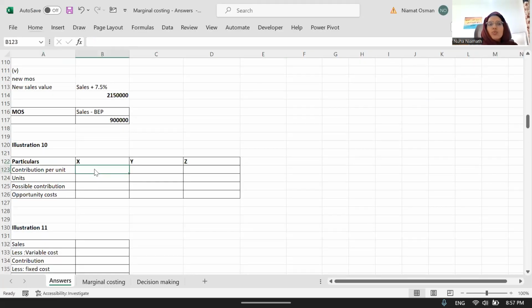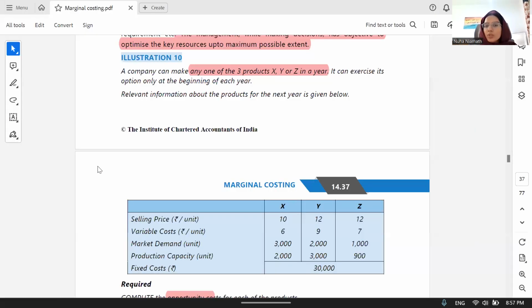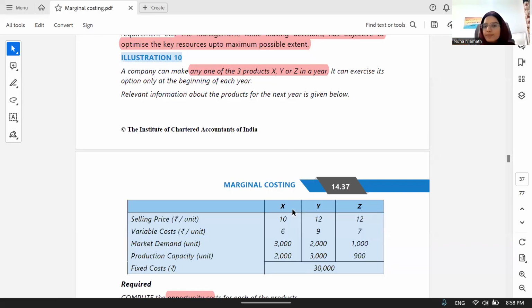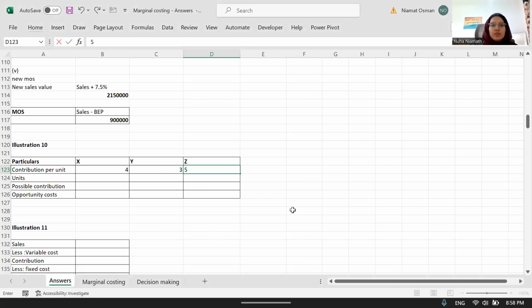First thing we need is contribution per unit. What is the contribution for X? 4. Thank you. What is the contribution for Y? 3. And what is the contribution for Z? 5. Thank you so much.